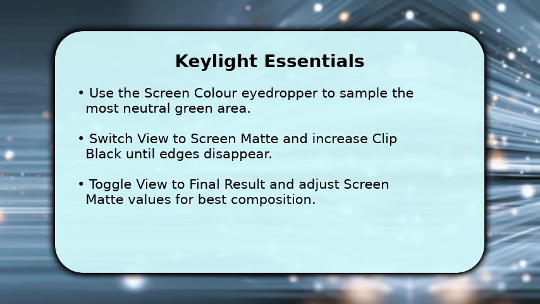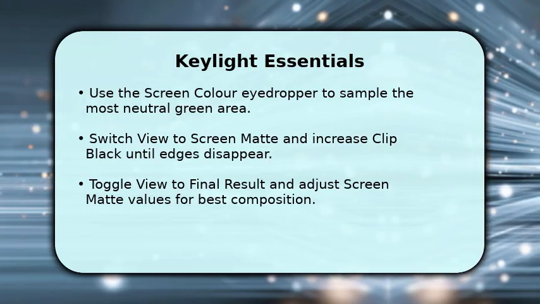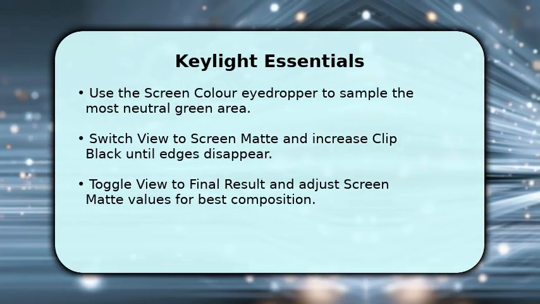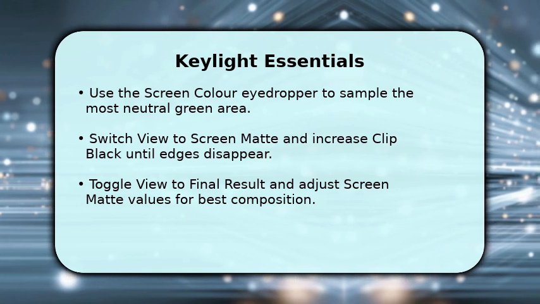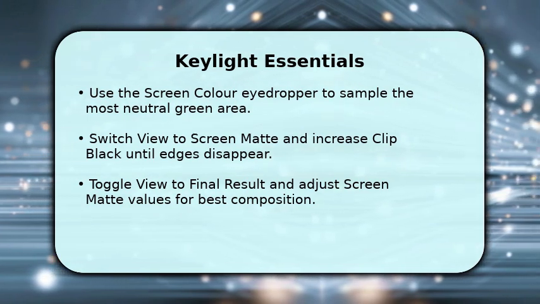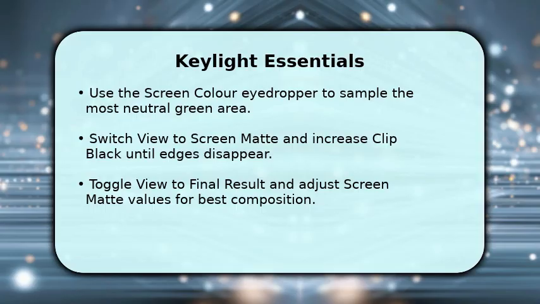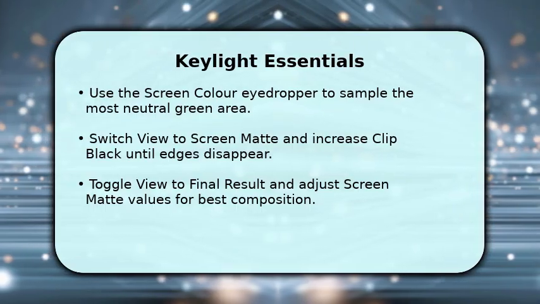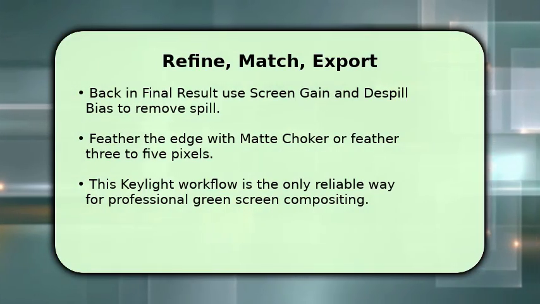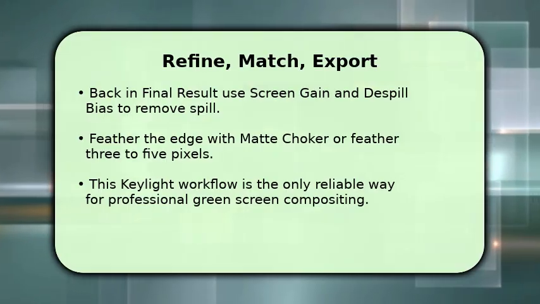Increase clip white to bring back interior detail while preserving clean edges. Use screen softness and screen shrink to refine hair and thin edges. Toggle view to final result and adjust screen matte values for best composition. Back in final result, use screen gain and despill bias to remove spill.